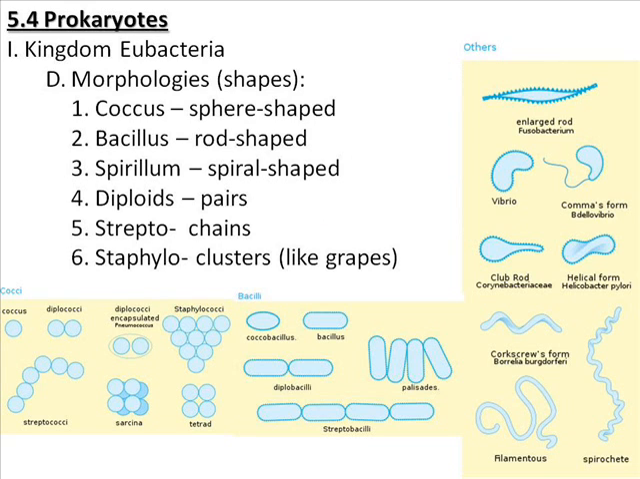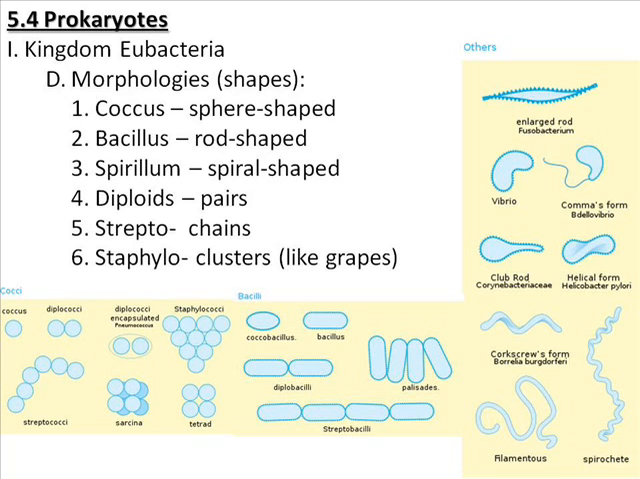Bacteria have several different morphologies or shapes. The three main shapes that are usually associated with bacteria include coccus, bacillus, and spirillum. The coccus bacteria are sphere-shaped, as you see some examples of this in the lower left-hand corner of the slide. Bacillus are rod-shaped bacteria, also found on the bottom of the slide but towards the middle. And then we have spirillum, which would be spiral-shaped. Those are found in the lower right-hand corner of the slide.